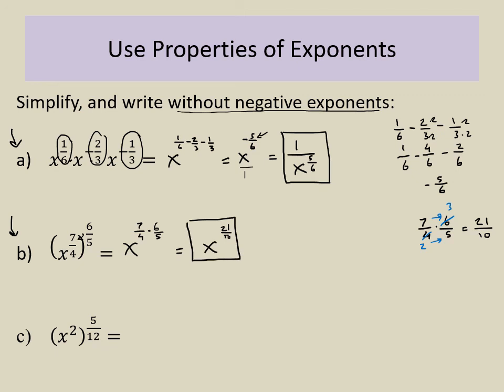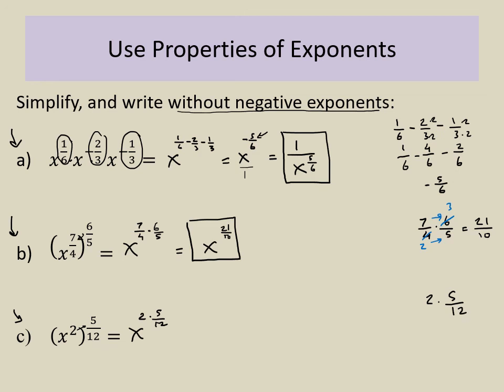Okay, based on the same rule, you guys, go ahead and pause the video and do this next one on your own, and then play it again when you are ready. Okay, so one more time we have the power rule. So x squared, all of it is raised to the power 5 over 12. So once again, what are we going to do with those exponents? We're going to multiply them. 2 times 5 over 12. Let's do that on the side.